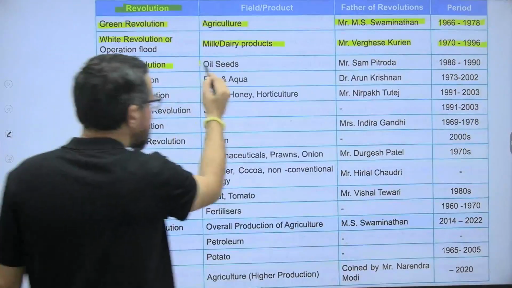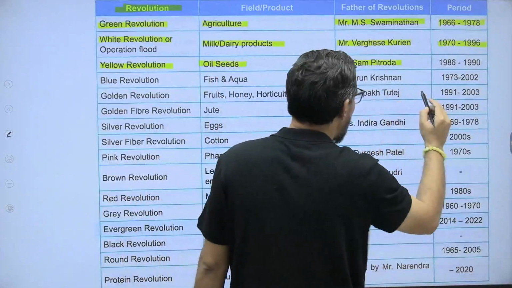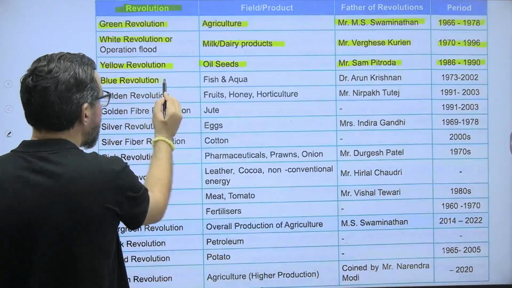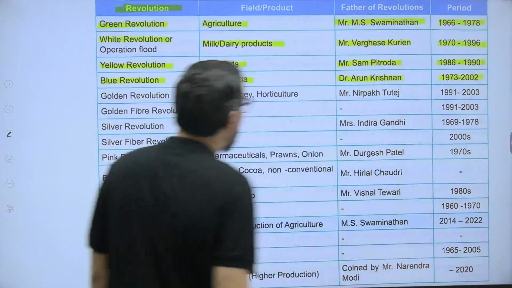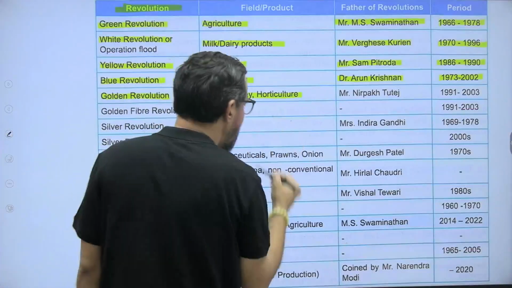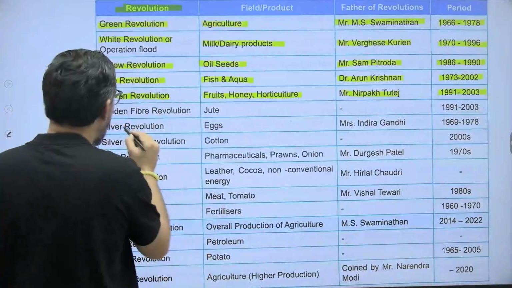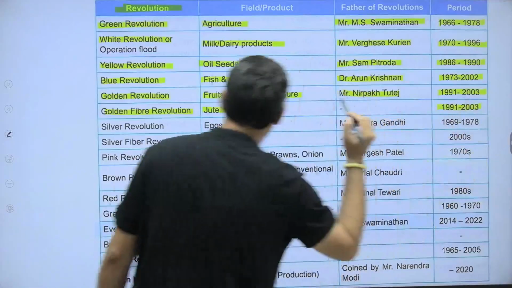Yellow Revolution, mustard seed, oilseed, Mr. Sam Pitroda, 1986 and 1990. Blue Revolution, fisheries or aquaculture, Dr. Arun Krishnan, 1973 to 2002. Golden Revolution, fruit, honey, horticulture, Nirpakh Tutej, 1991 to 2003. Golden Fiber Revolution, jute related, 1991 to 2003.